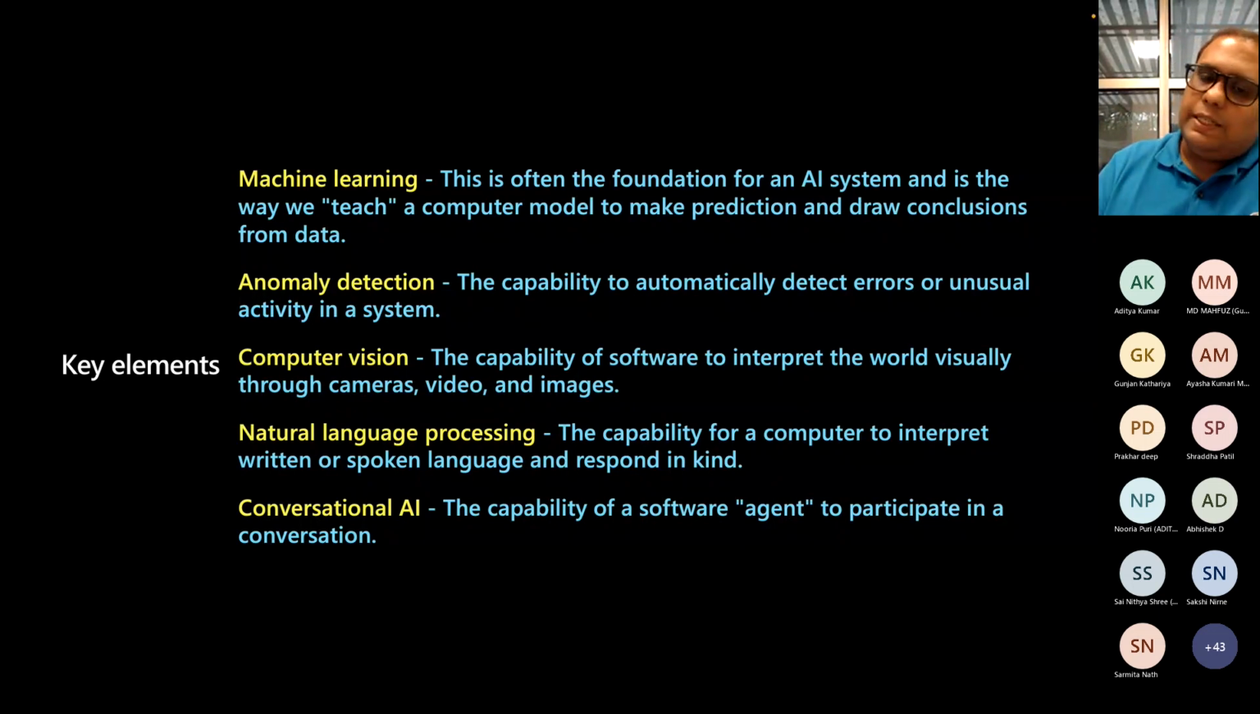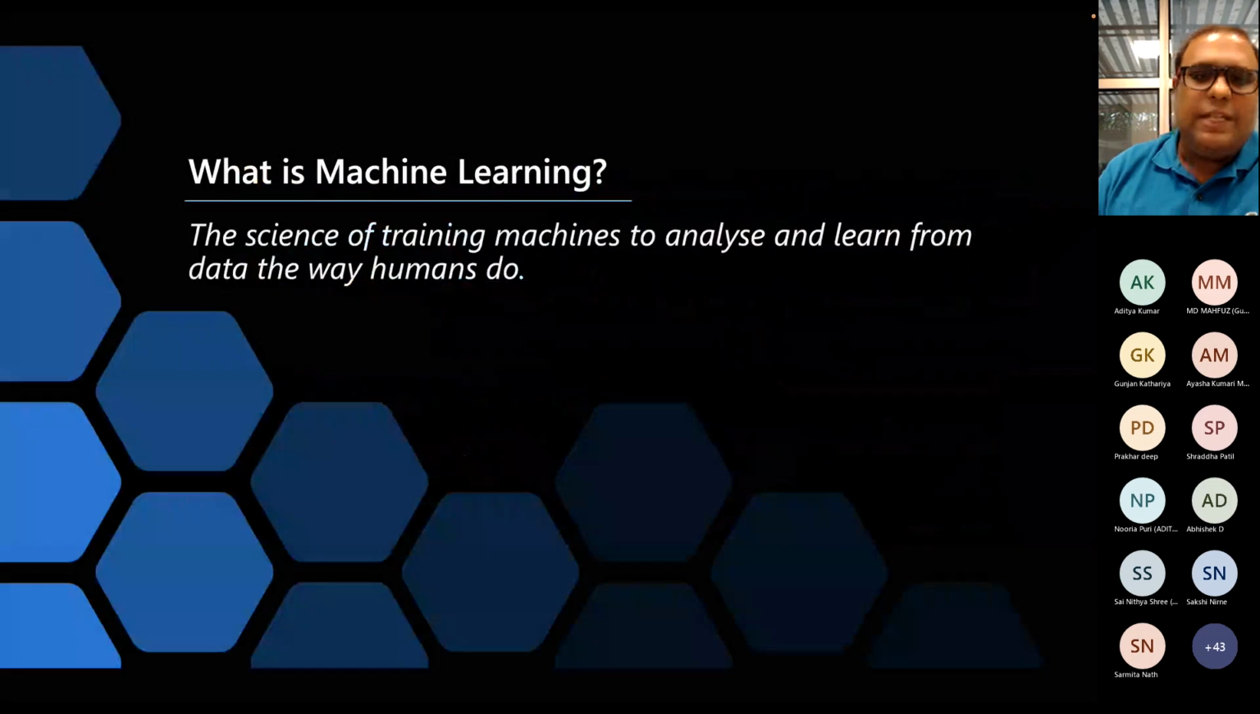And anomaly detection is, say for example, there is a car, and there are a bunch of cars. They are sending telemetry data, and sometimes they send telemetry data which shows some anomaly that is being detected through the AI. Computer vision is all about pictures and images and cameras, what you can do in terms of identifying something and interpreting it through images and through videos, right? And natural language processing is all about speech to text, text to speech, and all of those things. And conversational AI is more of agents.